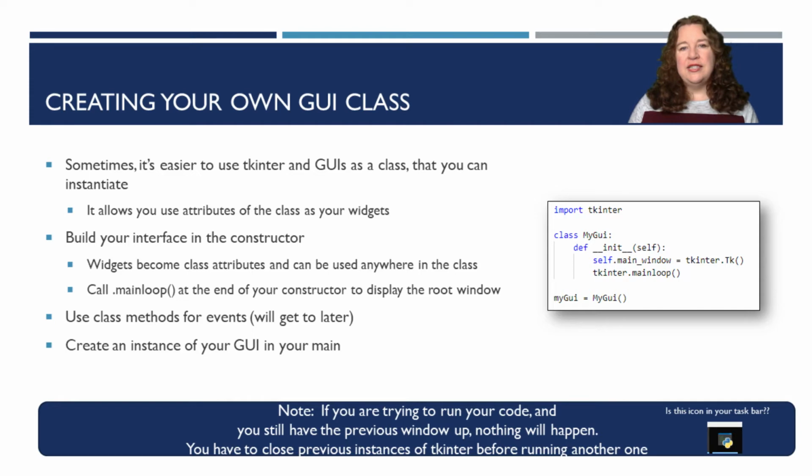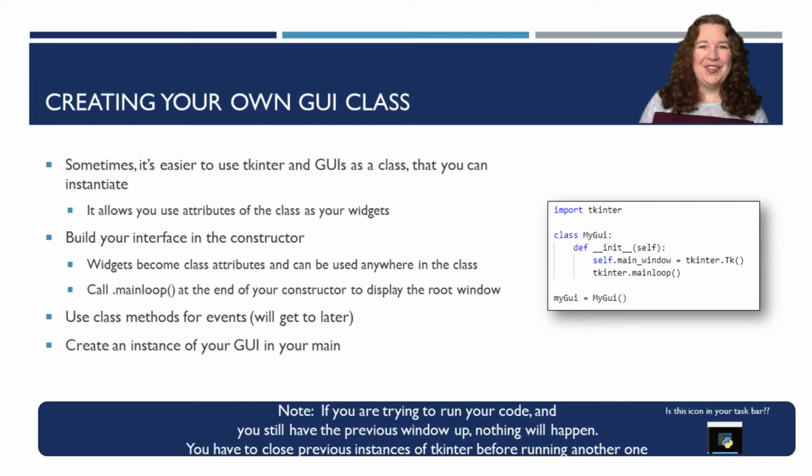To call this, instead of calling main like we did on the previous page, you're going to create a new variable called myGUI and set it equal to your class name. In this case, I have a capital M, myGUI. By doing that, it'll run that initialization code and be able to start running your GUI. We'll do the class methods for our events, and your instance of your GUI is now your main.